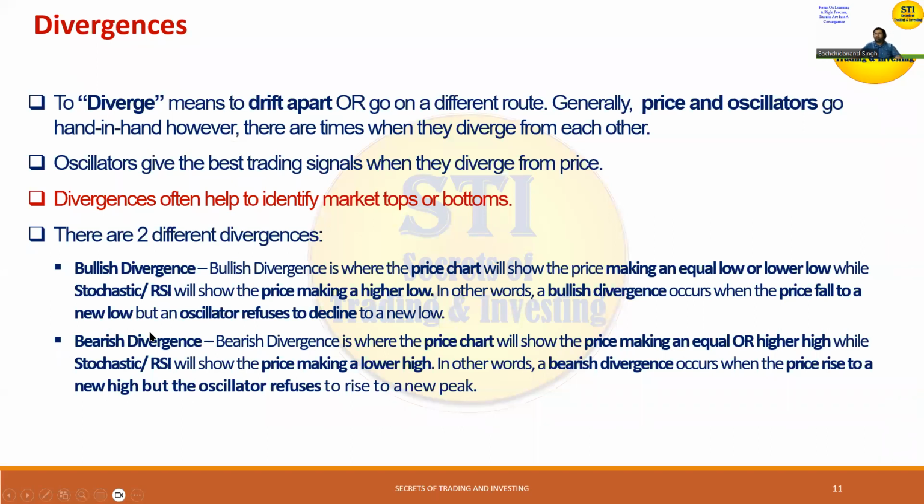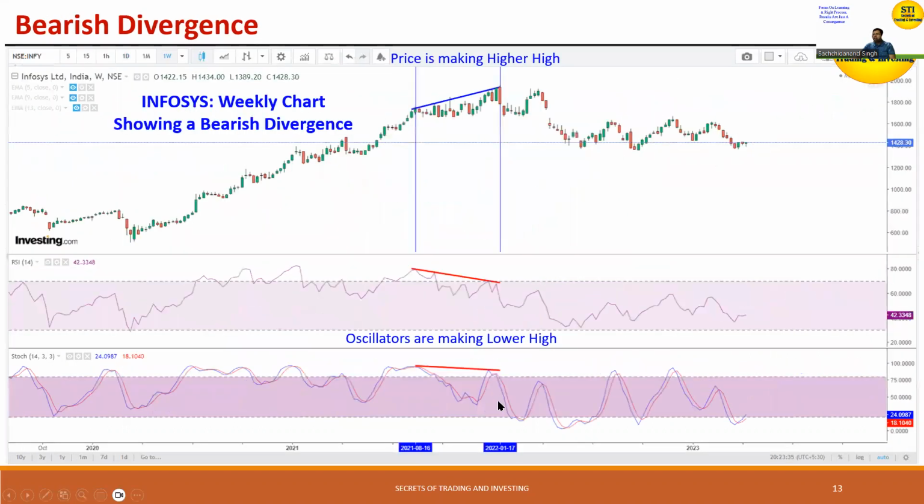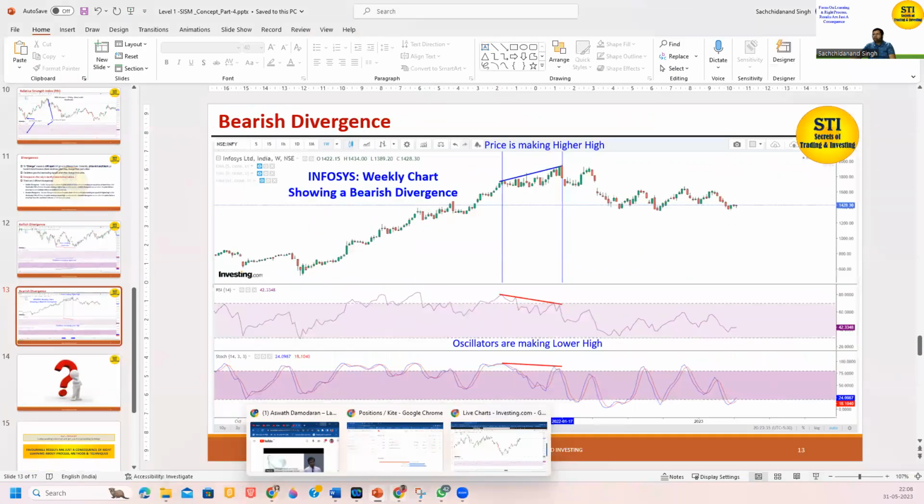The first one is called a bullish divergence. Bullish divergence is where the price is going down, making either an equal low or a lower low. Sorry, the price is moving in a negative direction. In this negative movement, what is happening? Let me show you an example.